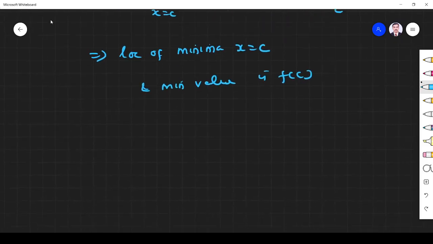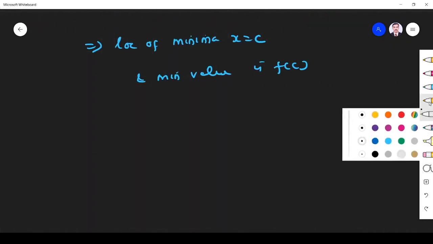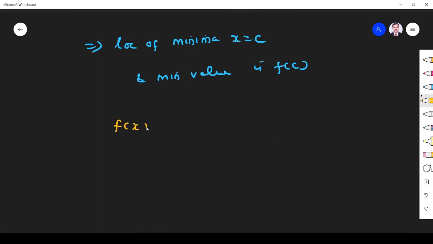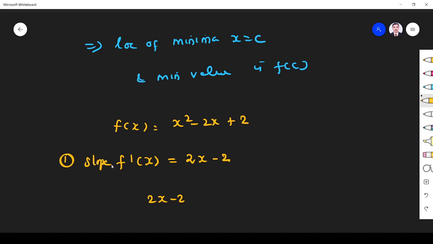Let me give one example. Let us take f of x is given as x squared minus 2x plus 2. Right? First, as per step 1, I have to find where the slope is 0. To find slope 0, first I have to find the differentiation. So f dash of x is equal to 2x minus 2. Then I have to find the location where the slope is 0. So 2x minus 2 is the slope. Slope is 0 means 2x minus 2 equal to 0. This implies x is equal to 1.